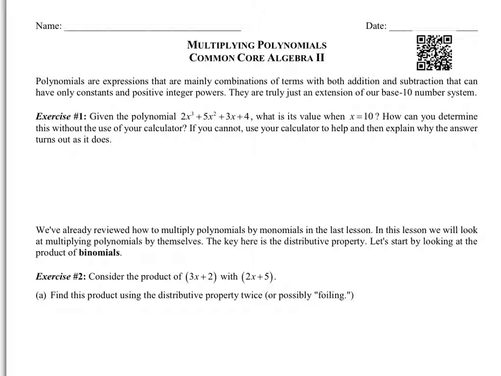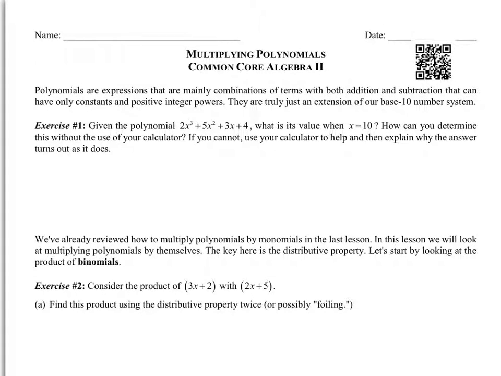So we're going to look at 2x cubed plus 5x squared plus 3x plus 4, and I would like you to evaluate it when the value of x is 10. I'm going to give you a moment to do that. I want you to first try to do this mentally and only use a calculator if you absolutely need to. Now, remember I've got x cubed as part of the first term. Think about what that means.